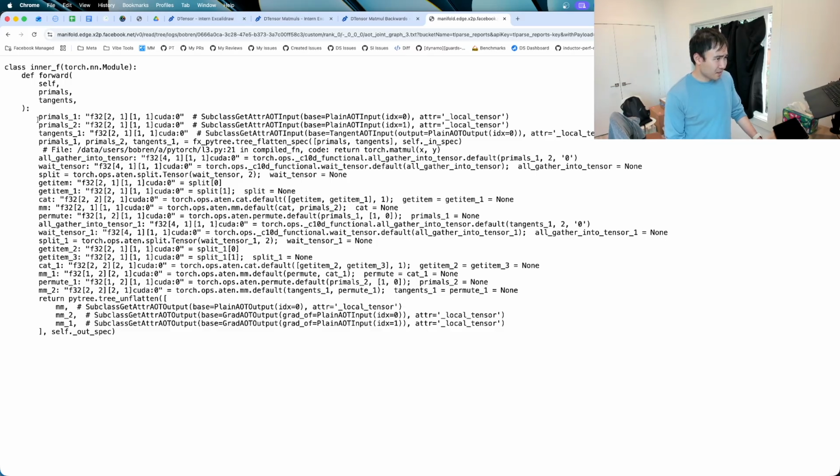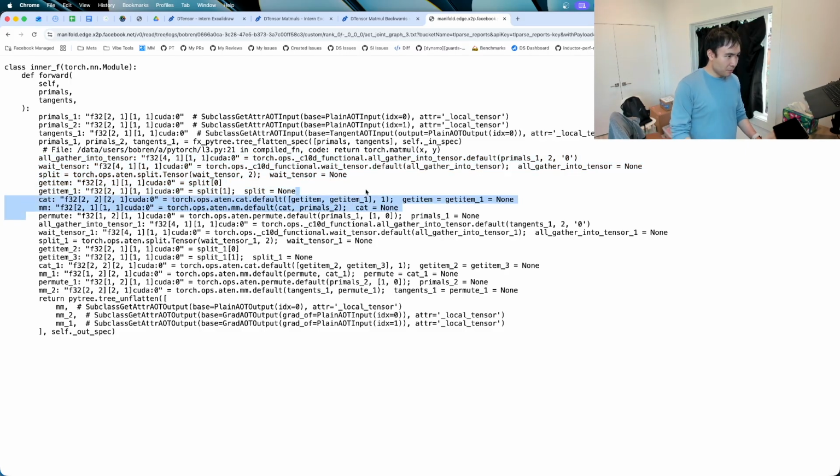So if you look here, we're doing an all gather of primals 1, and then we're matmuling it with primals 2. So this is very, very similar to the previous lecture, where we are effectively changing the placement type to replicate, and then we're doing matmul to get a DTensor that's sharded on columns.